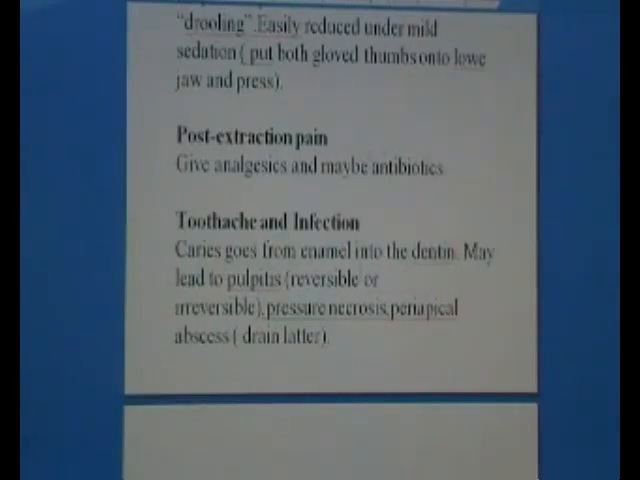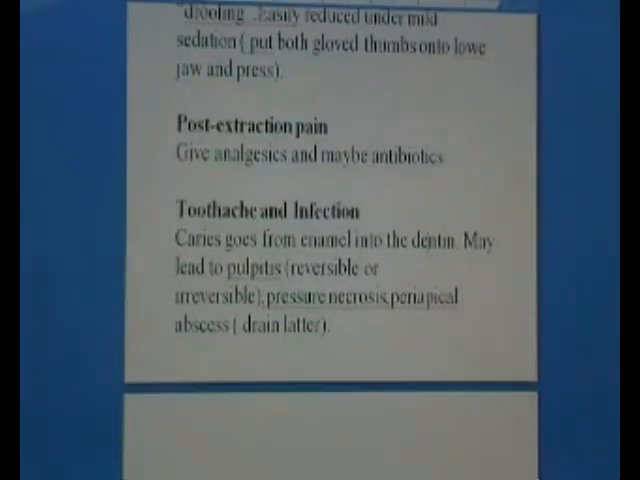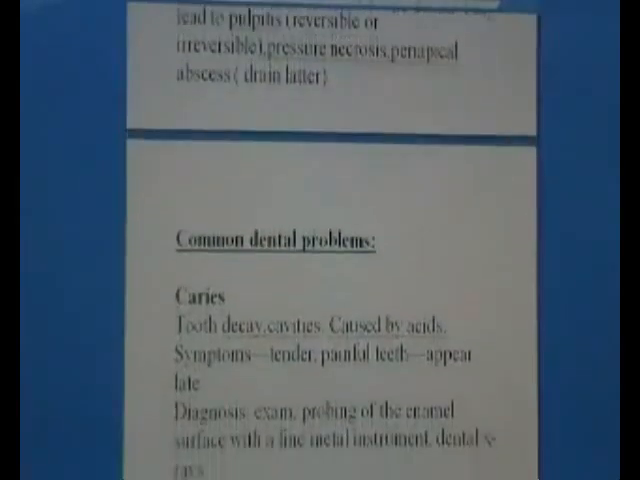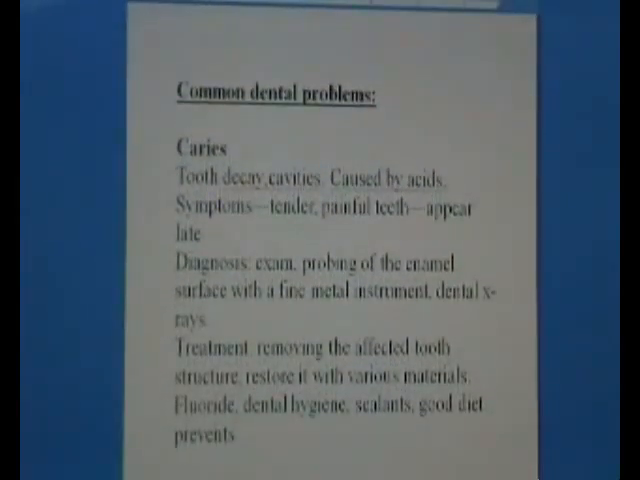May need to treat pulpitis, that means the pulp around it. Pressure necrosis getting worse, or periapical abscess, they're getting very sick and they may need a drainage. Some common dental problems, let's go over these now.